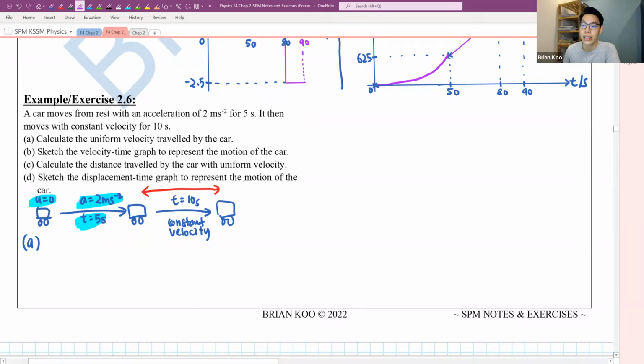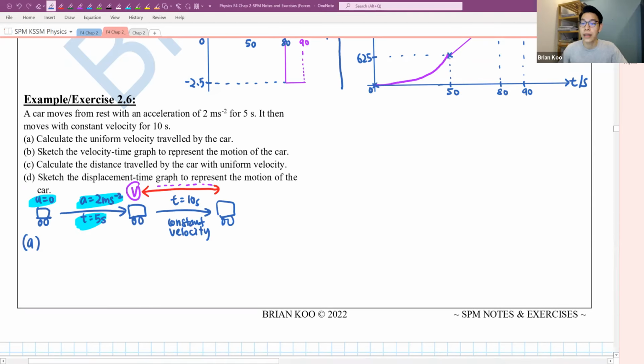The question here is, am I right that the final velocity here is going to be the same velocity throughout the last 10 seconds? Yes, that velocity is going to be the same throughout the last 10 seconds. Because I told you that the last part is going to reach a certain velocity and keep that same velocity.